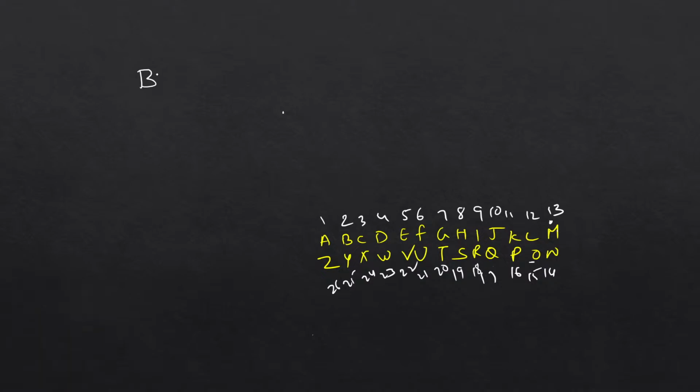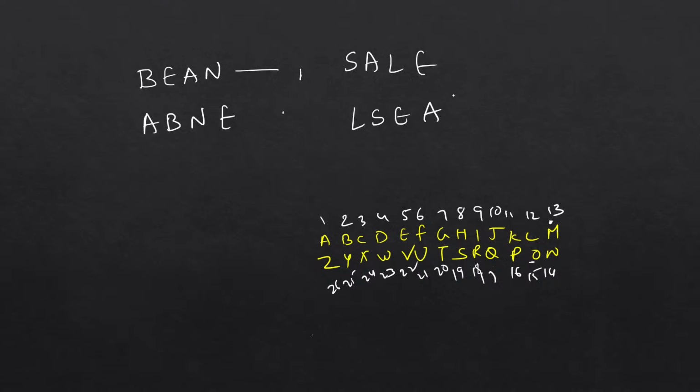In a certain code, BEAN is written as ABNE, and SALE is written as LSEA. You need to find out how you are going to write NEWS in the same code. I am repeating once again. BEAN is written as ABNE, SALE is written as LSEA, how are you going to write NEWS? You need to find out that one.